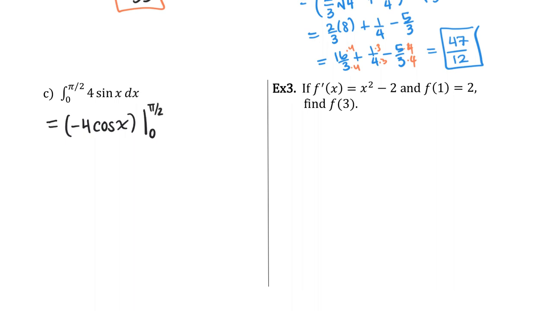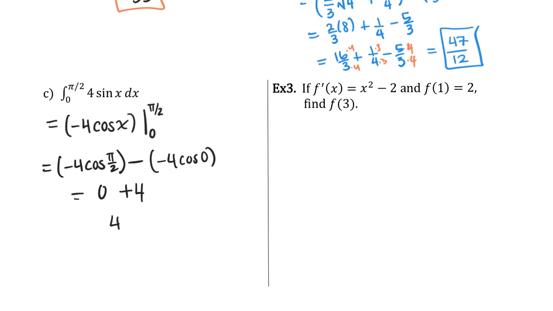Let me double check though. If I do the derivative of cosine, it's negative sine times -4 is positive 4 sine x. I did not put the c because this is a definite integral, and the c's are going to end up canceling out anyways. Okay, so let's evaluate this. -4 cosine of pi/2 minus -4 cosine of 0. The cosine of pi/2 is 0. The cosine of 0 is 1, so -4 times 1 is -4, so 0 plus 4, which is 4.